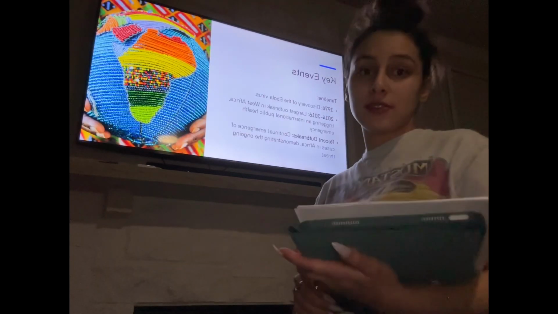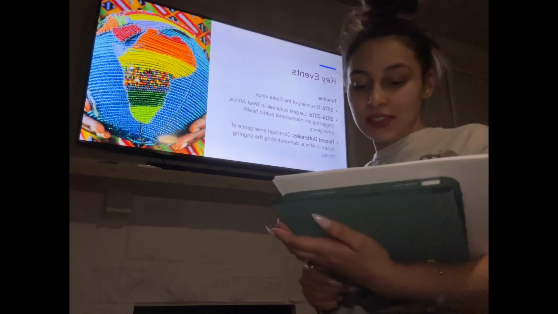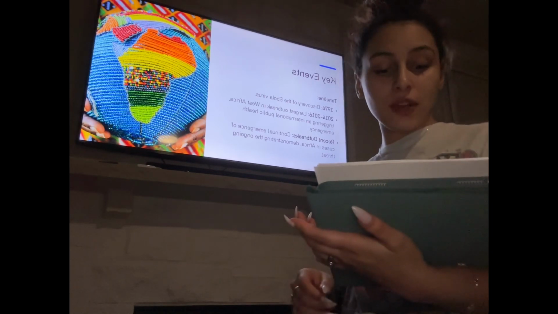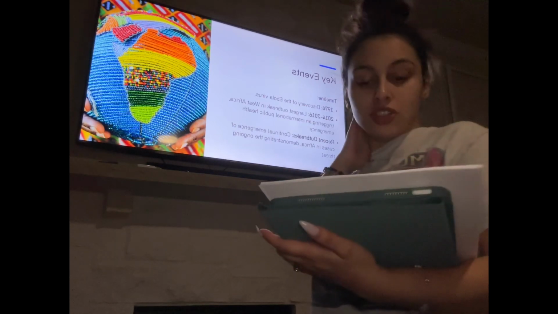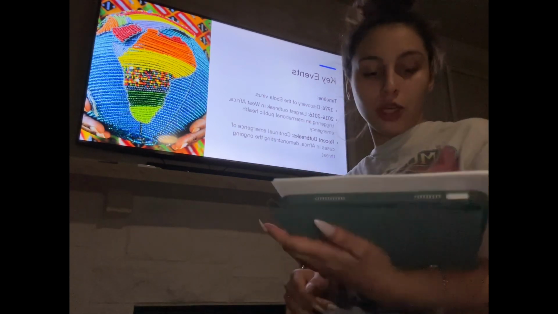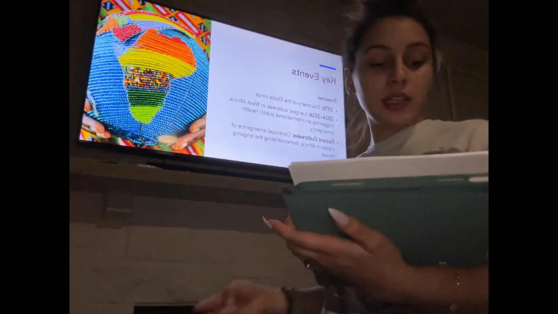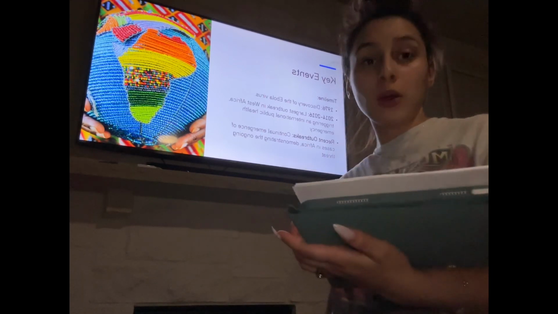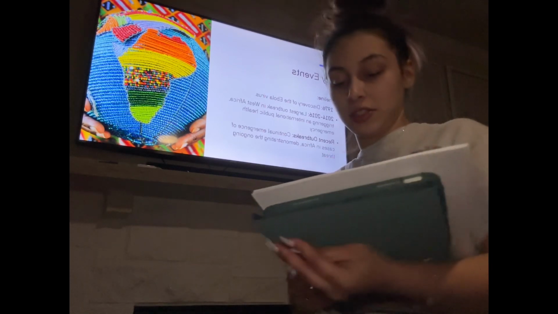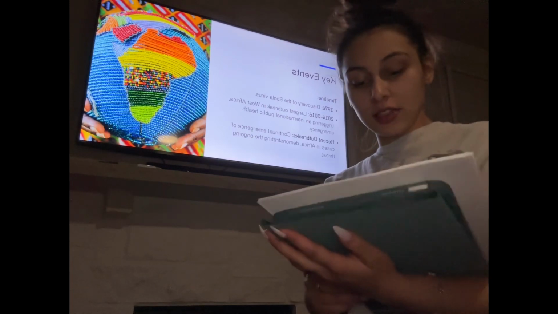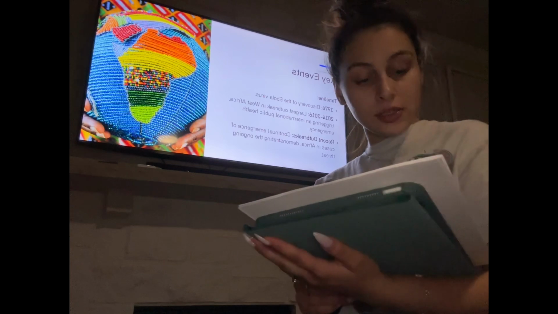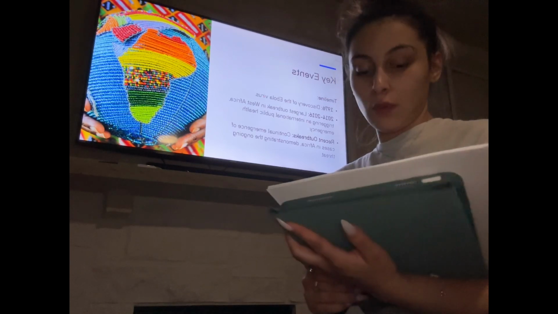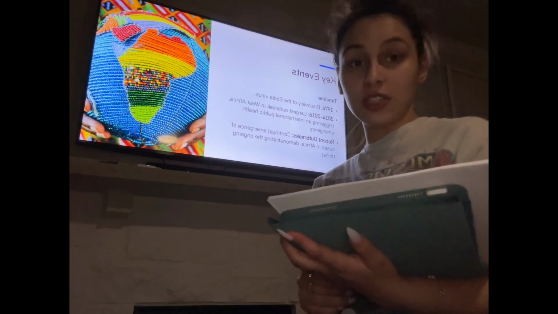Some key events. In 1976, the Ebola virus was discovered. Through 2014 and 2016, the largest recorded outbreak occurred in West Africa, leading to a global public health emergency. In recent years, isolated outbreaks continue to emerge, highlighting the ongoing risk of Ebola and the need for constant vigilance.